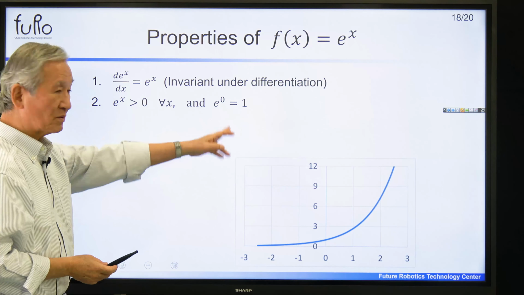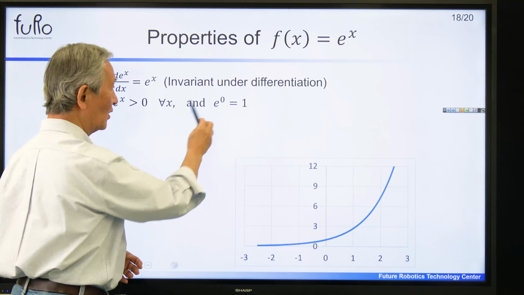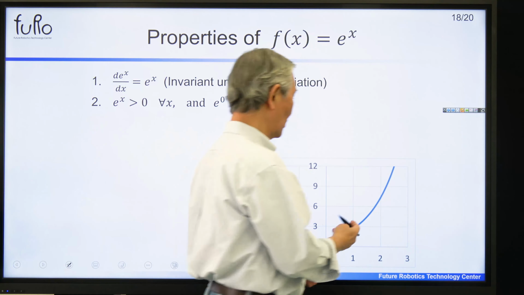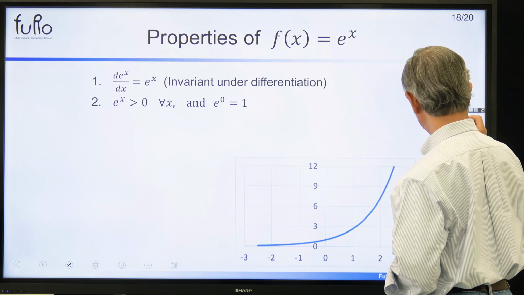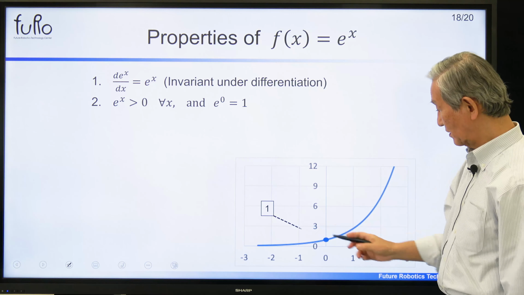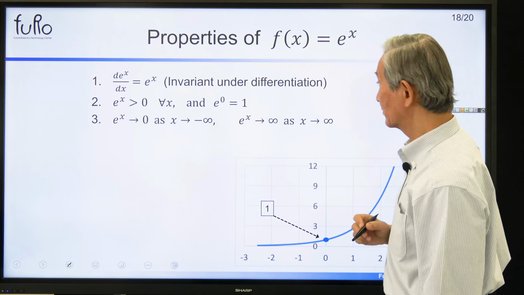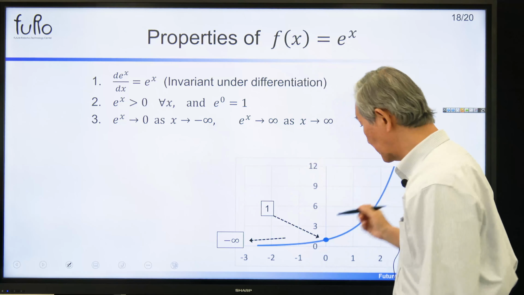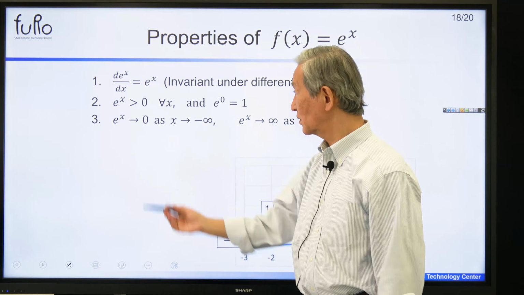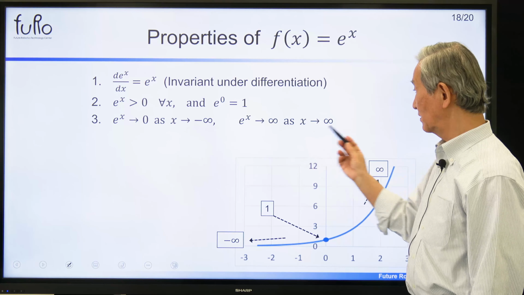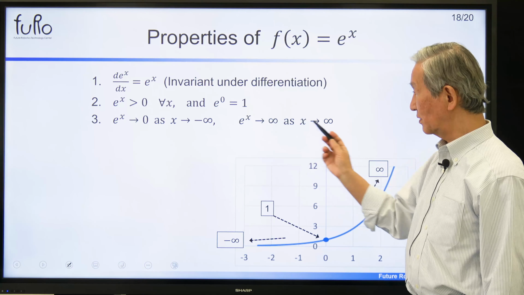Okay. And e to the 0th power is equal to 1. That's true. For any number, 0th power is equal to 1. All right? So here, this is 1. And as x goes to minus infinity, it goes to 0, and as x goes to infinity, it goes to infinity.